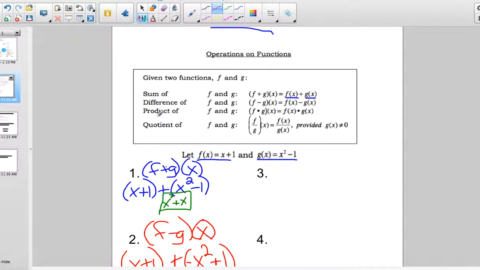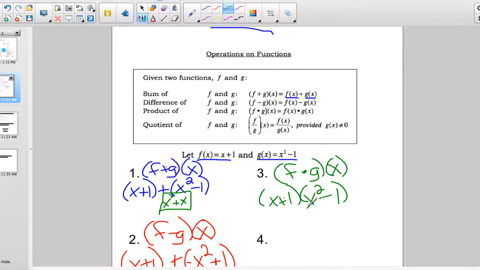This next one with multiplication, so product, order doesn't matter. You're basically just going to FOIL here. f times g of x is how we're going to write it. And that's basically just saying we're going to multiply the two together. So you would have x plus 1 times x squared minus 1. And you can FOIL it out.